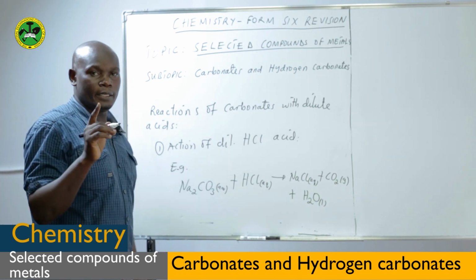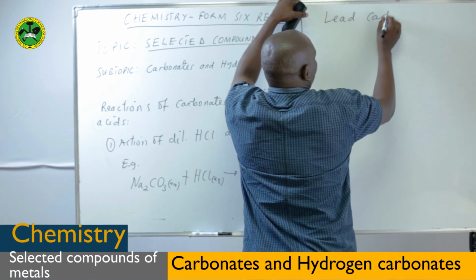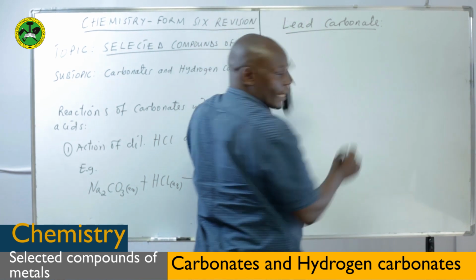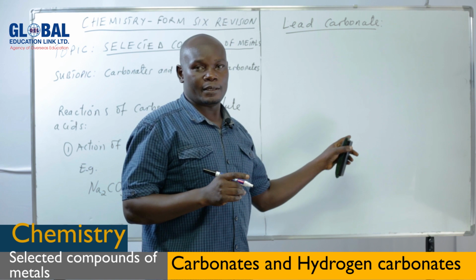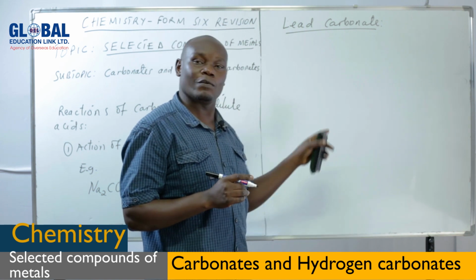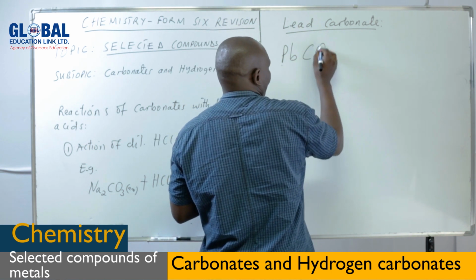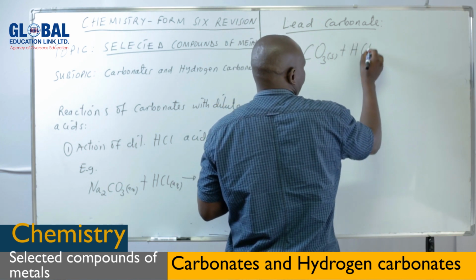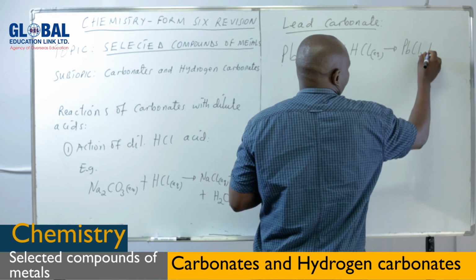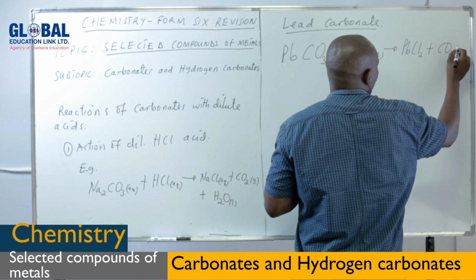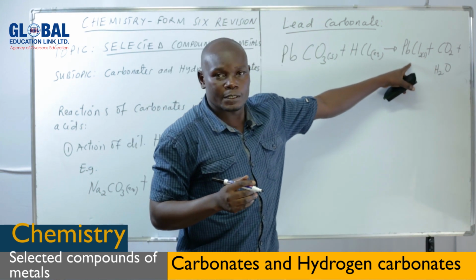But with the exception of lead carbonate only. Lead carbonate reacts with dilute hydrochloric acid, resulting in the formation of solid lead chloride. And the solid lead chloride prevents further reaction of the acid with that carbonate. So taking lead carbonate as our example, when reacted with hydrochloric acid, the product is lead chloride, plus carbon dioxide and water. But the lead chloride formed is solid, which means that this prevents the further reaction from taking place.